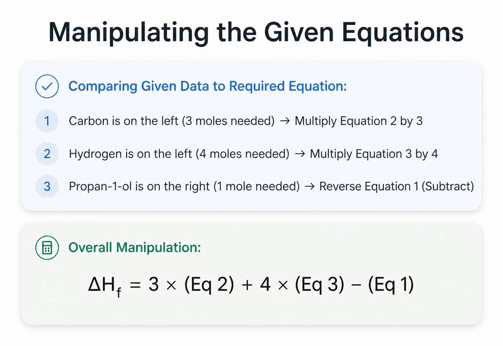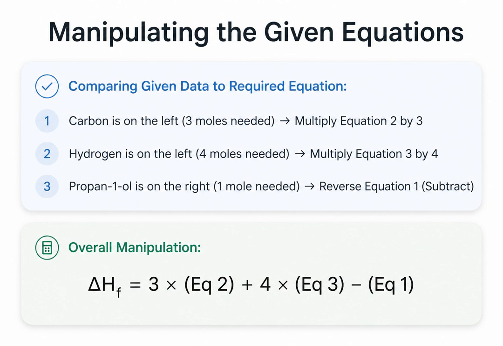Now we compare our required equation with our given data to see how we can manipulate the steps to match. We need 3 moles of carbon on the reactant side, so we multiply equation 3 by 4. We need 4 moles of hydrogen on the reactant side, so we multiply equation 3 by 4.